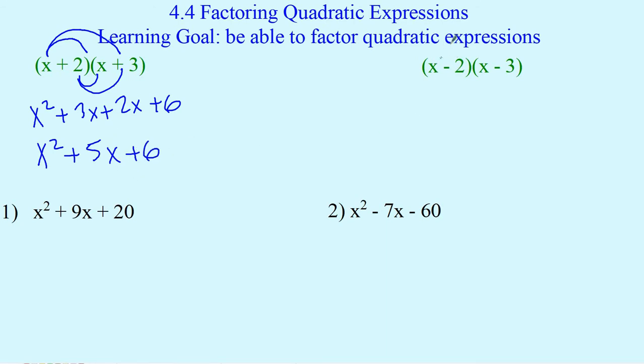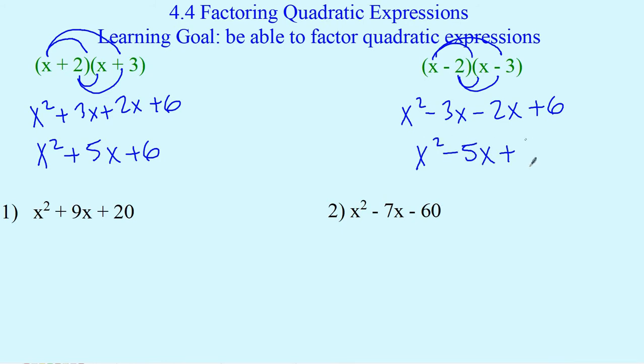And on this one, when we FOIL, first, outside, inside, last. All right, x squared minus 3x minus 2x plus 6. So here we almost got the same thing, but the middle sign was different. And if we look at what was in green, the signs were different. Here they were both positive, and here they were both negative.